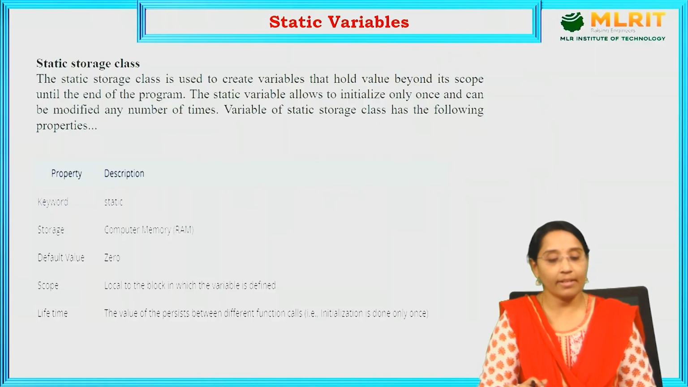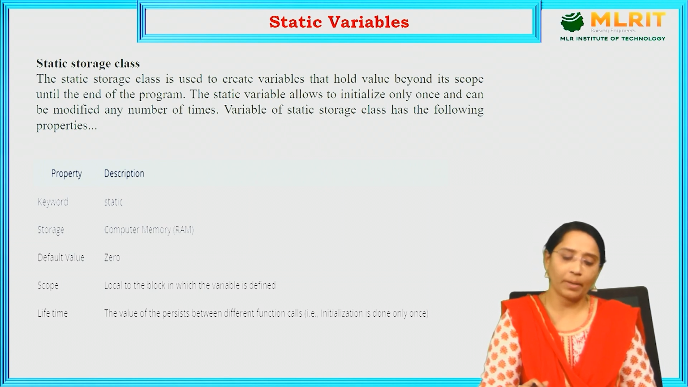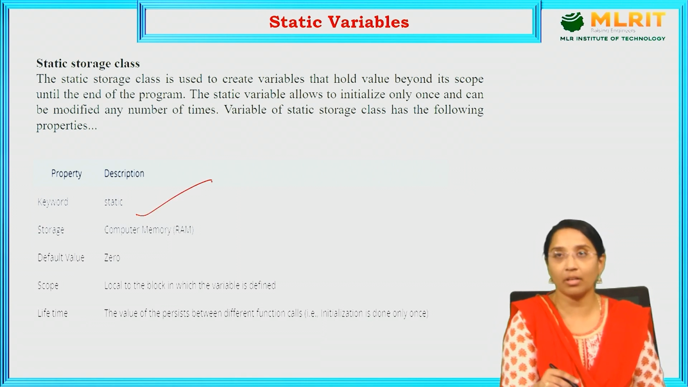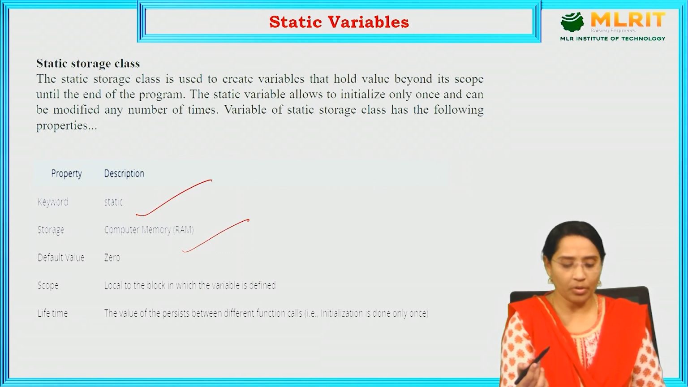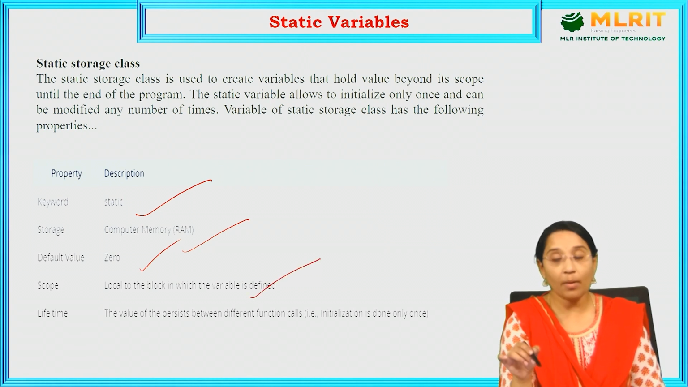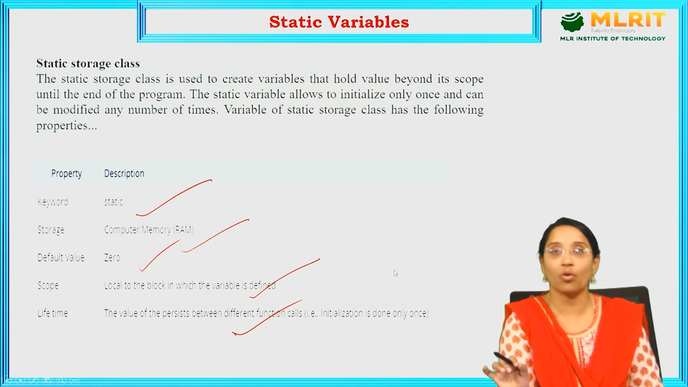Next one is the static storage class. The static storage class is used to create variables that hold their value beyond their scope until the end of the program. A static variable is initialized only once and can be modified any number of times. A variable of static storage class has the following properties. The keyword is static, the storage location is computer memory, and the default value is 0. Scope is local to the block, but lifetime persists throughout the program.